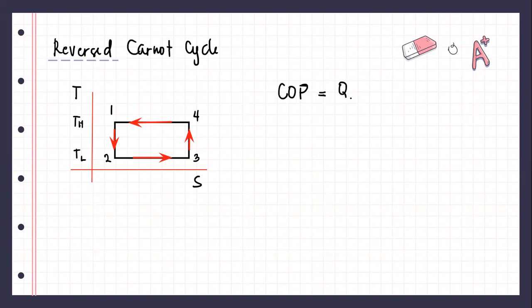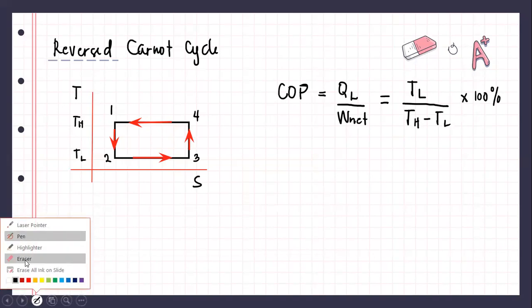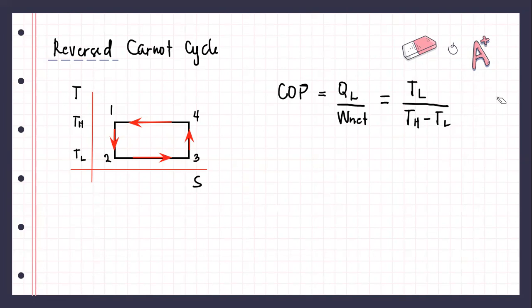Therefore, we have COP equals the heat at lower temperature over the net work, which equals the lower temperature T_L over the higher temperature minus the lower temperature, T_H minus T_L, times 100. Okay, so that is in percentage.